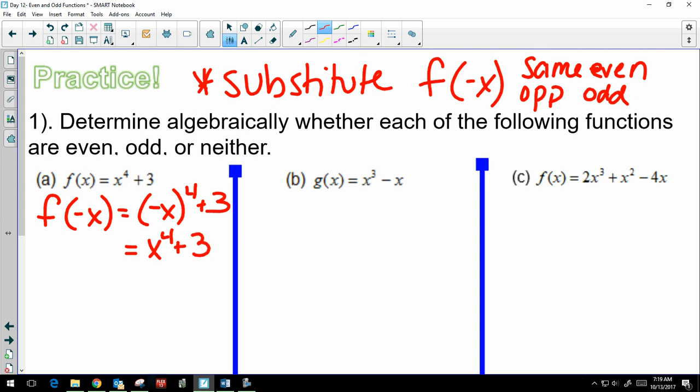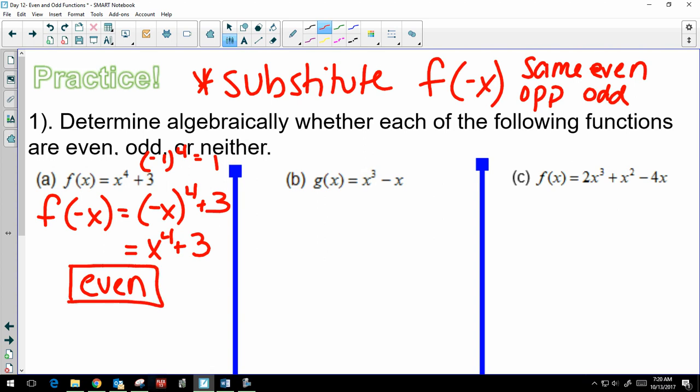So if you have trouble with that in your calculator, take an example. Do something like negative 1 to the fourth and see if you get a positive 1 or a negative 1 back. You're going to get a positive 1, so that means that a negative x to the fourth power is the same thing as x to the fourth power. So now, does this match my original? It does match the original, so this is even.